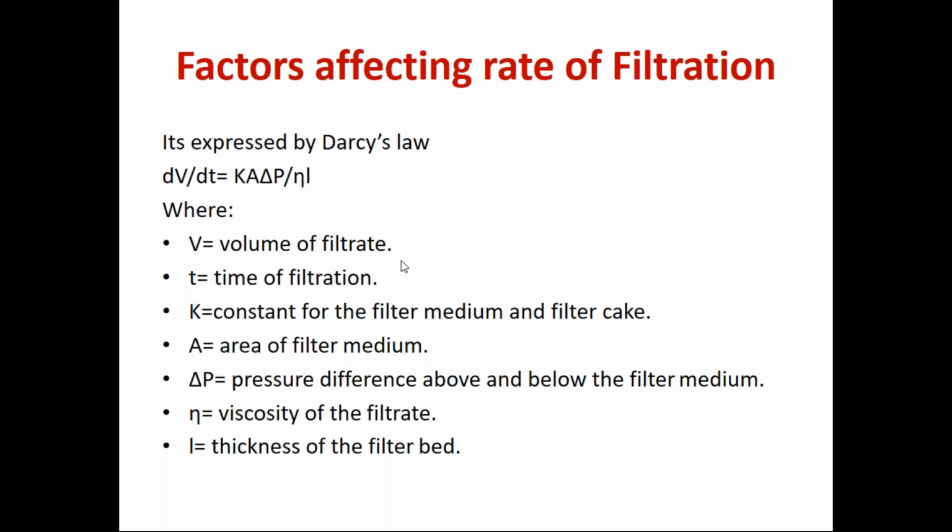V is the volume of filtrate, that is, how much volume we are trying to separate out. T is the time for the overall filtration to take place. K is a constant for the filter medium we are using and the filter cake which has been deposited. A is the area of the filter medium used for the filtration process. If you have seen filter paper, there are different grades of filter paper. You would have commonly used and seen it. We'll talk about the influence of each in further slides.